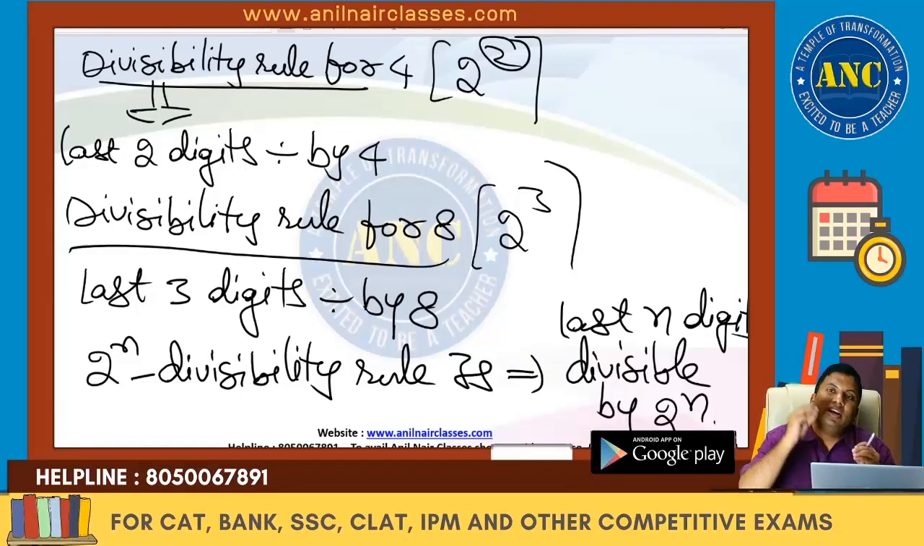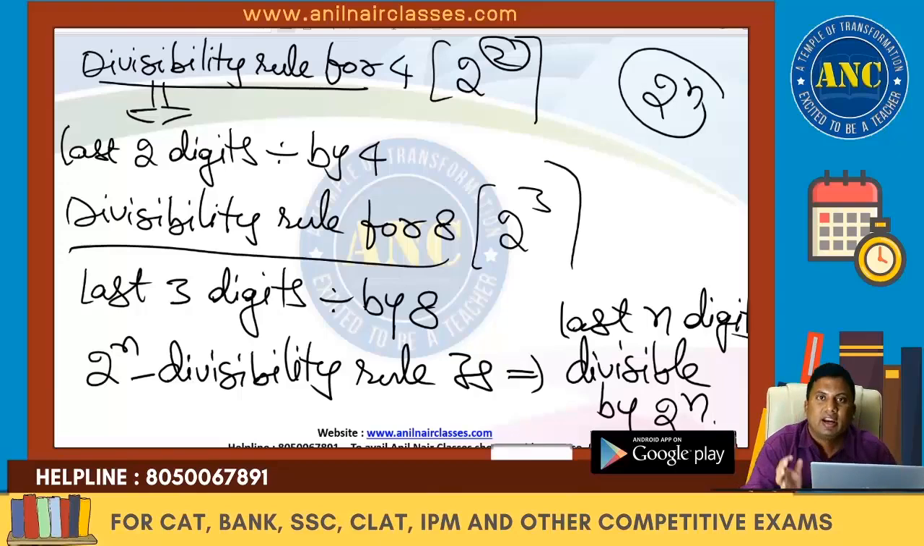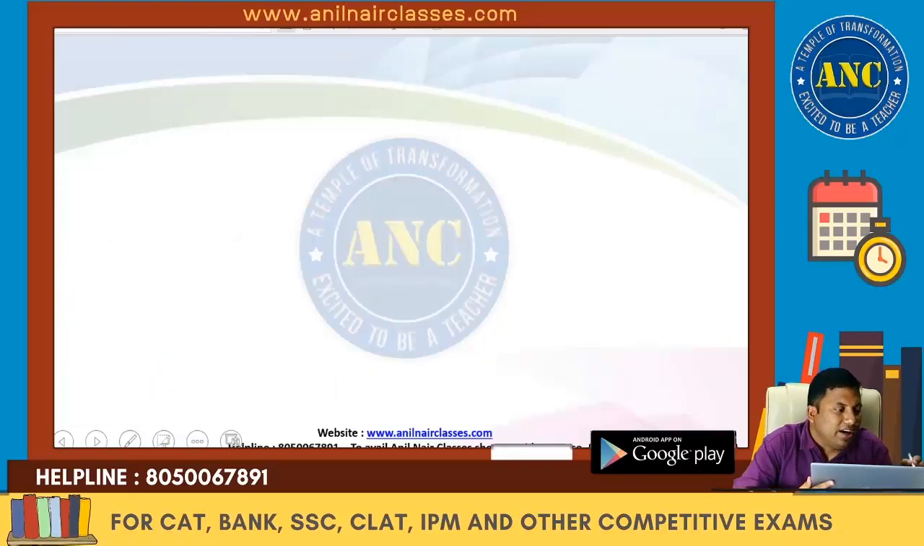2 power 1 means 1 is the unit digit. 4 is 2 square. Square means last 2 digits. If it is 8, 2 power 3, 3 means last 3 digits. 2 power 4, it is last 4 digits. That is how you can deduce the divisibility rule for 2 power n. I hope the concept is clear. Now, let me discuss the divisibility rule for 5 power n.